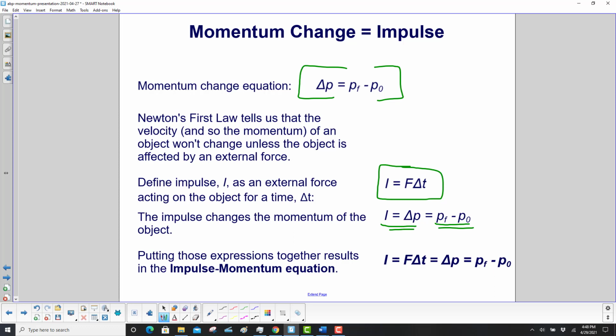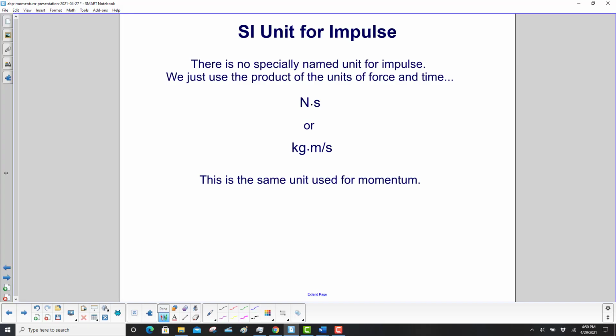Putting these two expressions together results in the impulse momentum equation. Impulse, which is F delta t, equals a change in momentum, which is equal to the final momentum minus the initial. There is no specially named unit for impulse. We just use the product of the units of force, newtons, and time, seconds. So we get kilogram meters per second. This is the same unit that we use for momentum, which is a good thing.